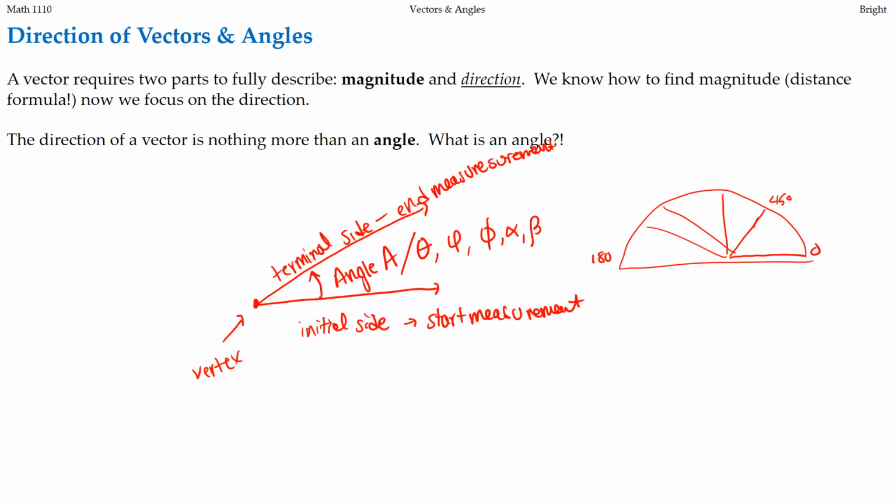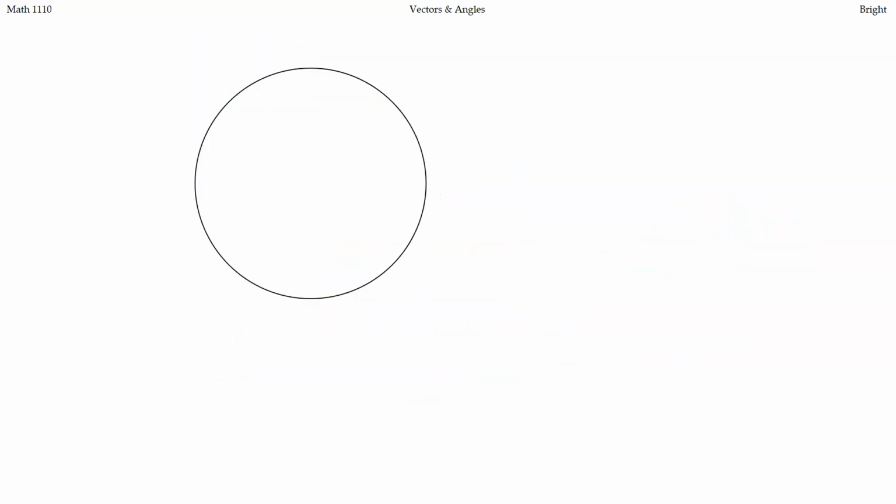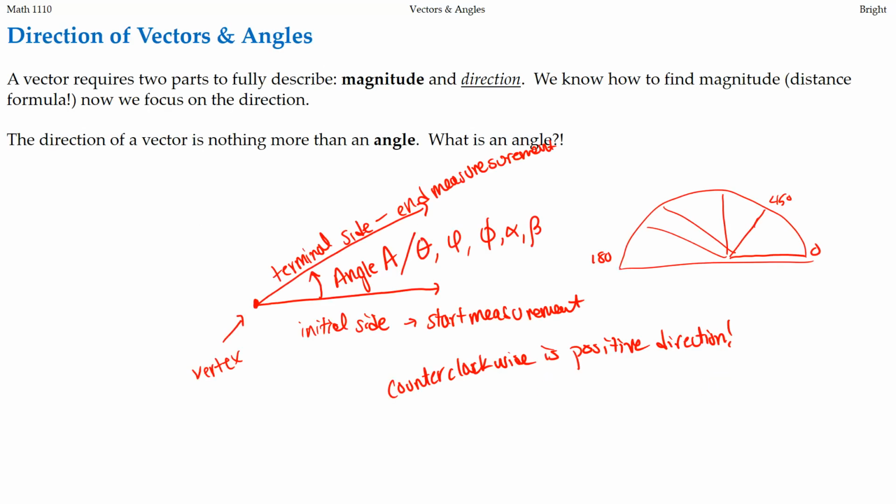The other thing that you'll notice is that when I went from initial to terminal, by default, in mathematics, we take counterclockwise to be the positive direction. Counterclockwise is the positive direction. That's the basic idea of an angle, which you might already know.